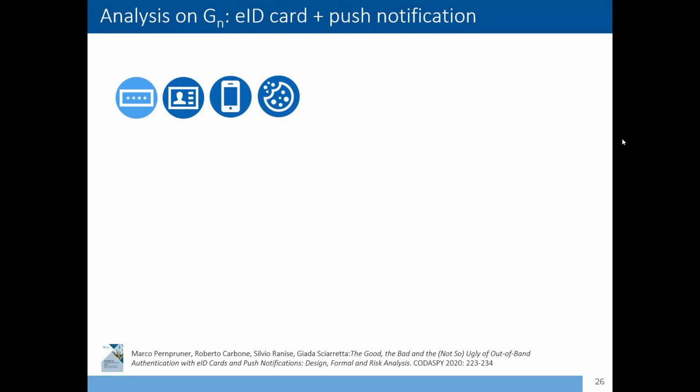Indeed, for example, in this scenario that involves an electronic identity card with a push notification system, we were able to detect an attack that is able to violate the authentication property by compromising only one instance factor. And this attack will be described in detail during the CODASPY conference at the beginning of August. Here I will give you an idea.